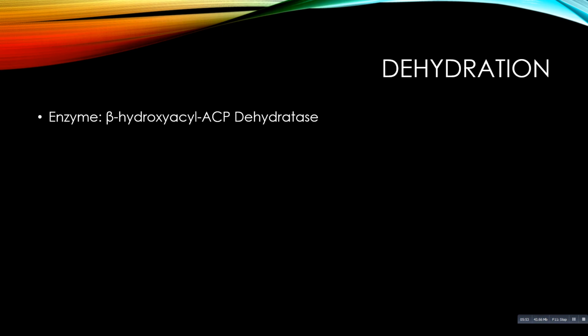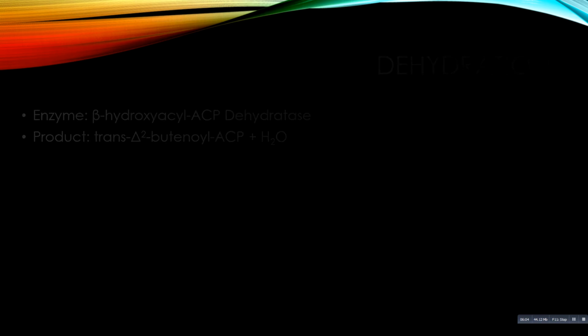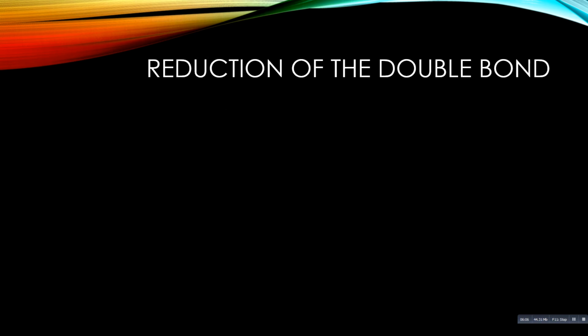The next step is going to be dehydration, and this is catalyzed by the enzyme beta-hydroxyacyl ACP dehydratase. The product that is produced is trans delta-2 butenoyl ACP and water.